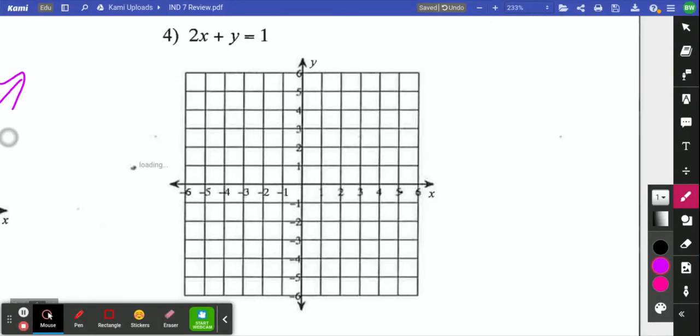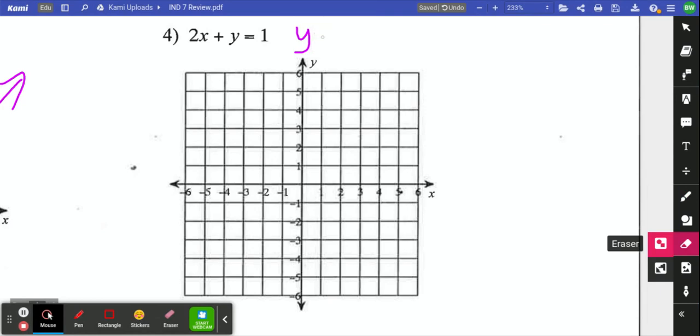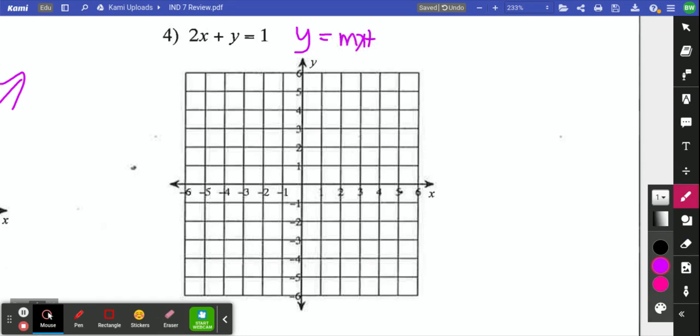So we've got to graph this. It's not in slope-intercept form, right? We want it to be in slope-intercept form. We want it to be in this form: y equals mx plus b.